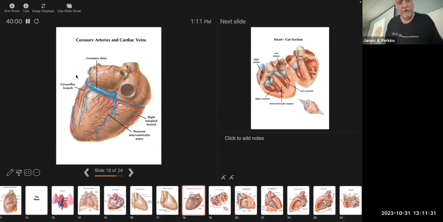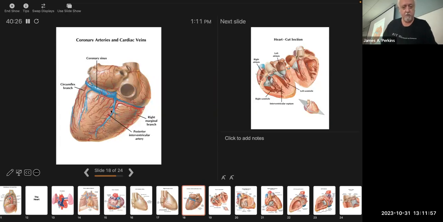Okay, so here we see a posterior view of the heart, and we can now see some of those coronary arteries as they come around the back of the heart. So here's the circumflex branch, which is derived from the left coronary artery, wrapping around onto the posterior surface of the heart. There's that right marginal branch running right along the right-hand edge, or that margin of the heart. And then we see posterior interventricular artery also coming from the right coronary artery.